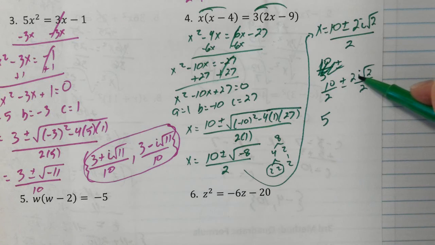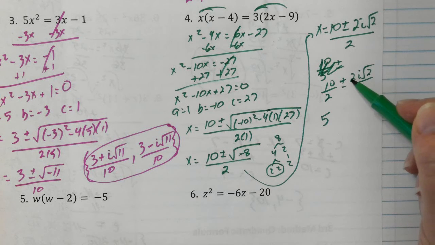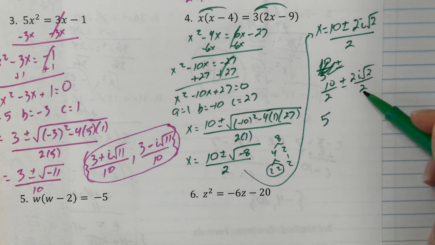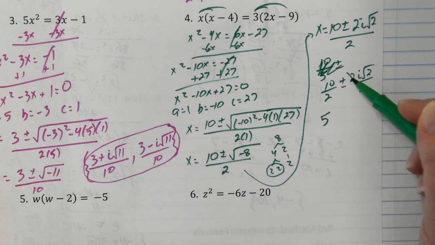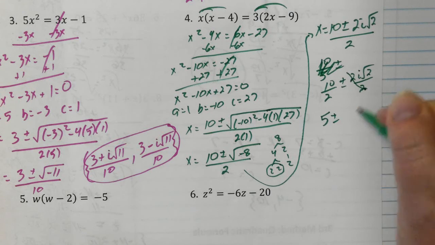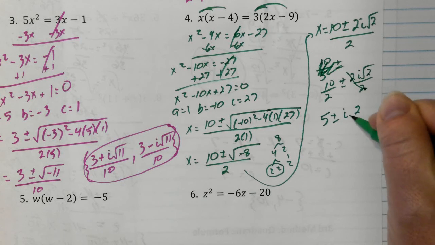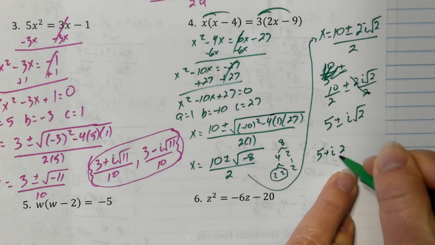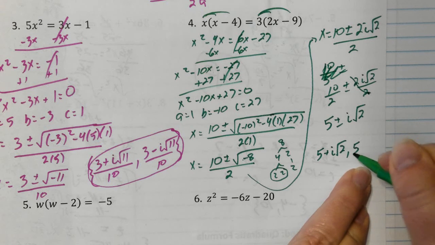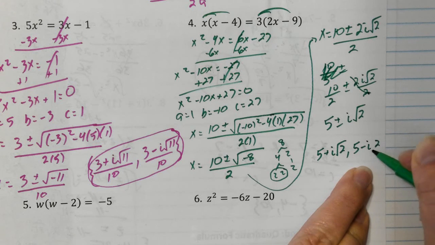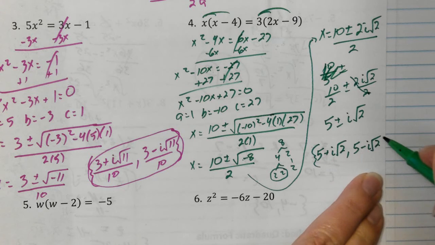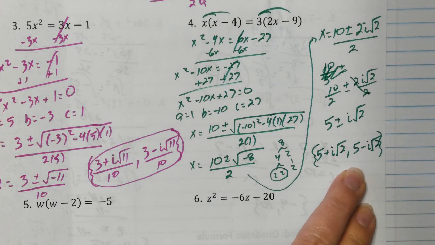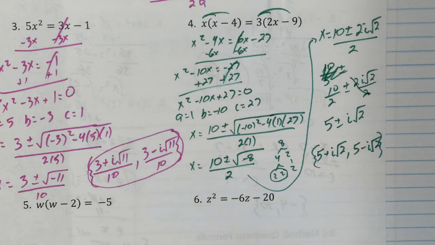And then 2i root 2 divided by 2. This 2 is under a radical, and this one's not, so they don't cancel. But the 2 outside the radical and the 2 below can cancel. So 2 divided by 2 is 1 and leaves just the i root 2. So one of my answers is 5 plus i root 2, and the other answer is 5 minus i root 2. And there are the 2 solutions to this quadratic equation.